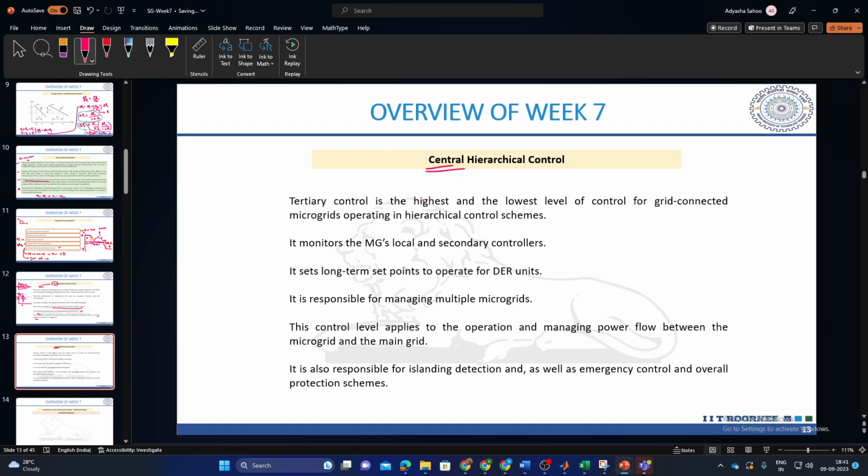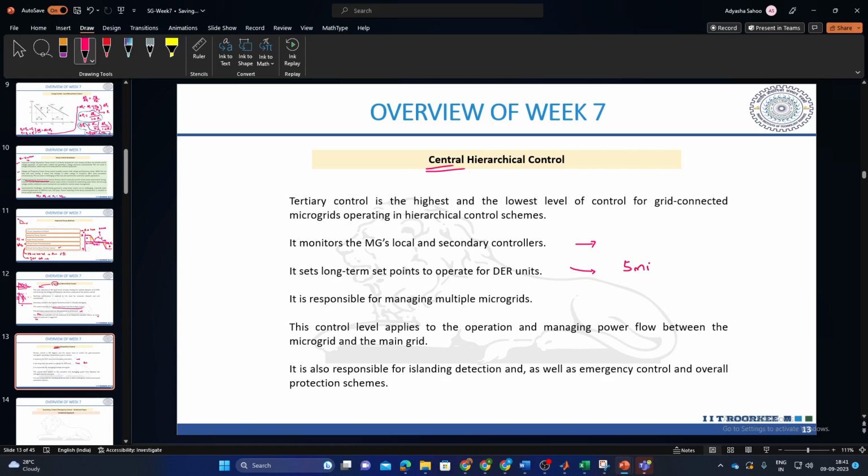So here it is the highest, and obviously it will be the slowest because it will take place after the secondary control. It will monitor the local and secondary controllers and take emergency action if needed, and it will set the DR set points in a longer time frame, let's say between 5 minutes or 15 minutes.